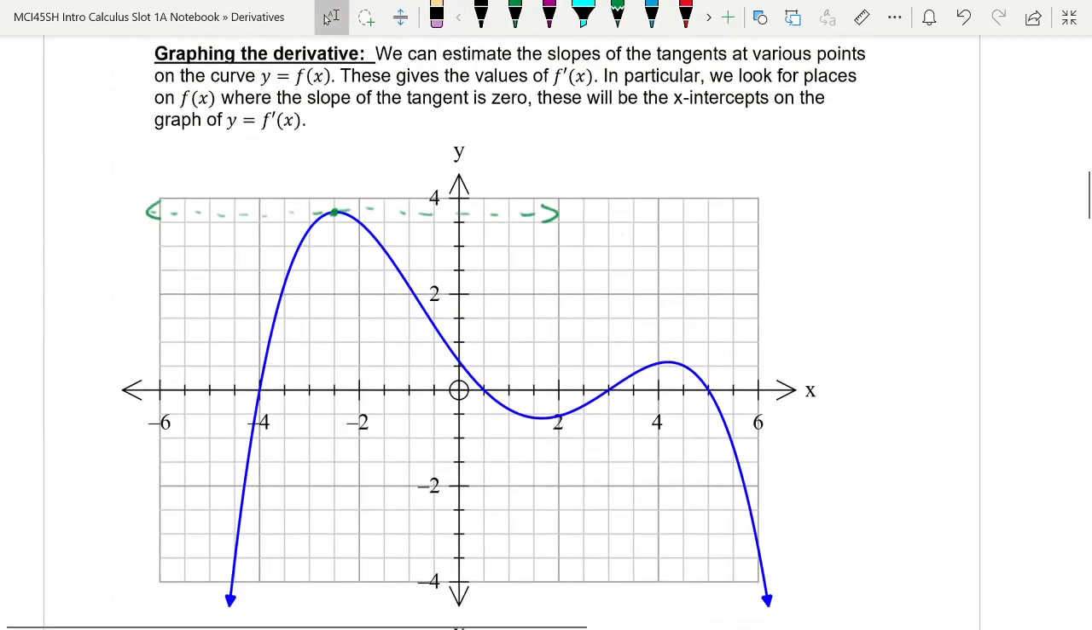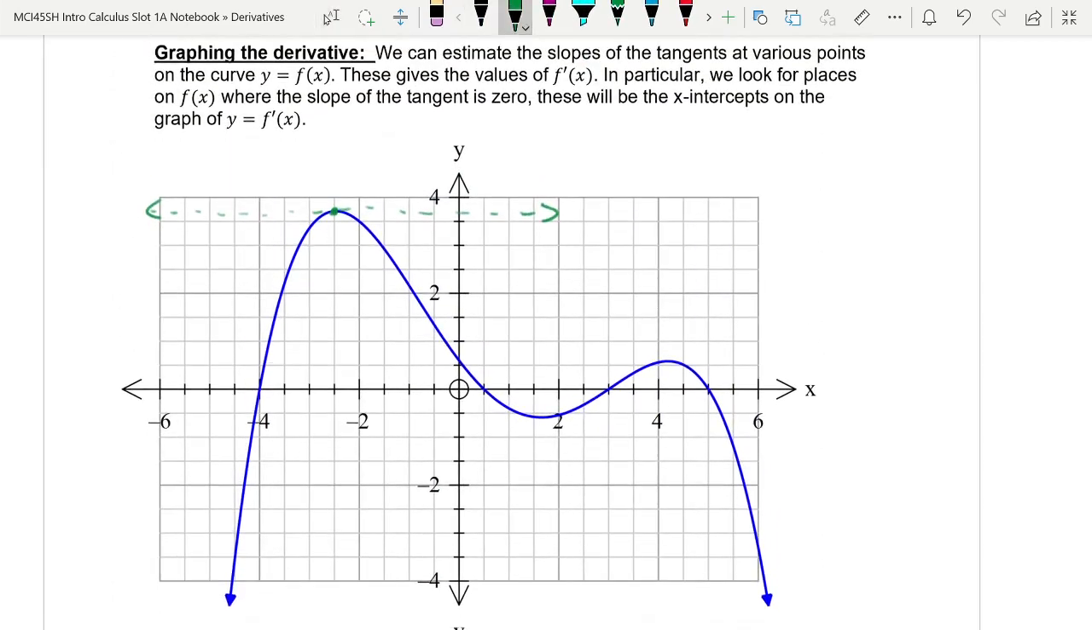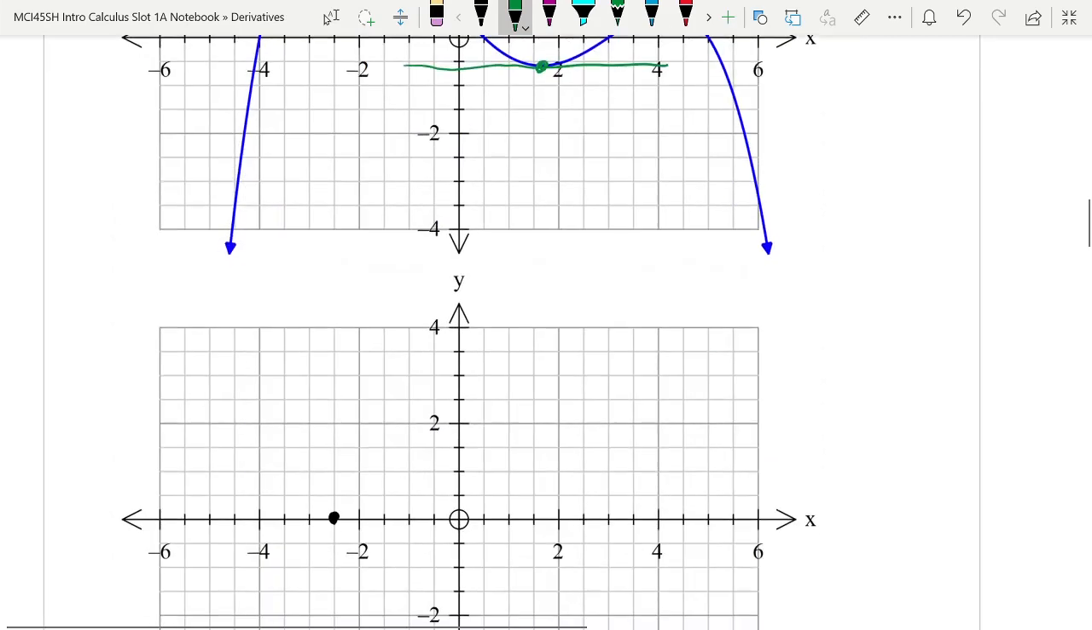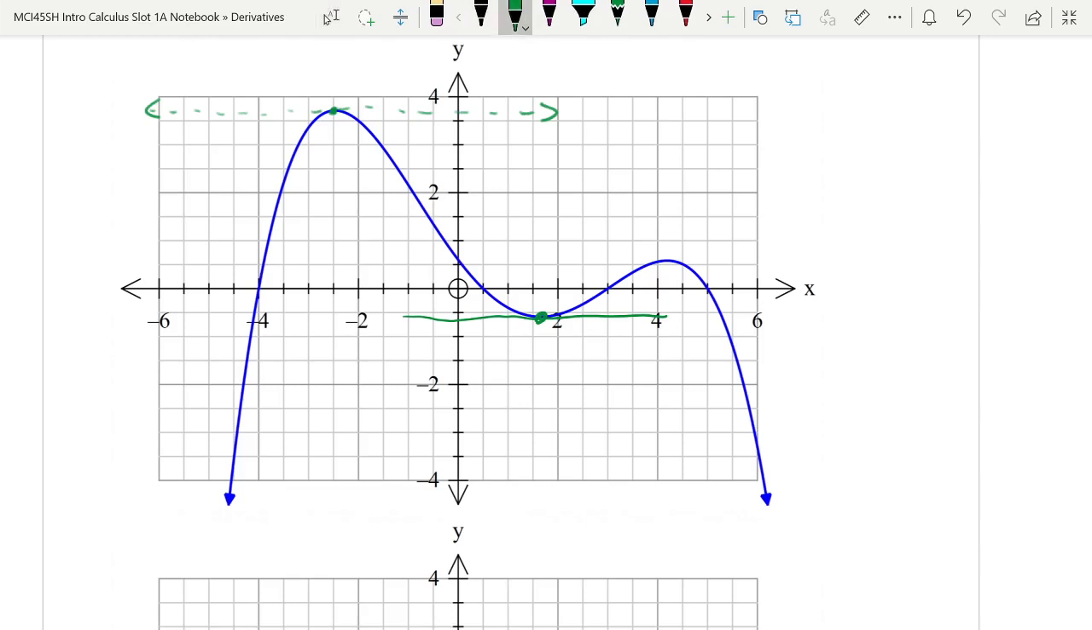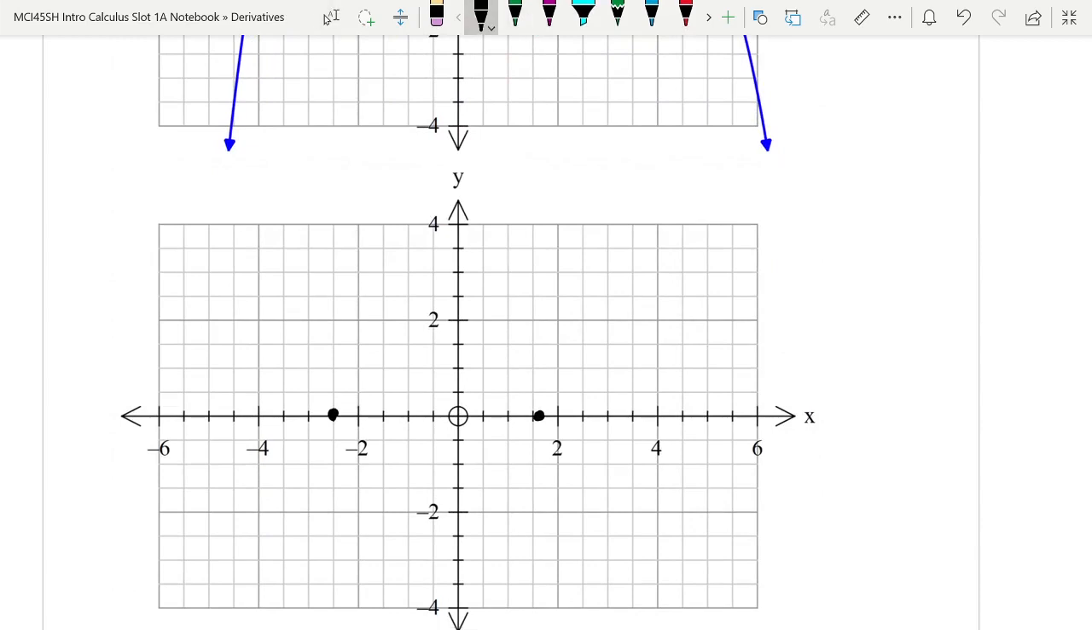Where else would we have an x-intercept? Looks like at about here. That's just almost 1 to the left of 2. So I think I have an x-intercept there. And I have myself an x-intercept up here. Here's another spot where the slope is 0. Looks like it's about 1/3 of the way past the 4. Something like that. All right, so there's my x-intercept.